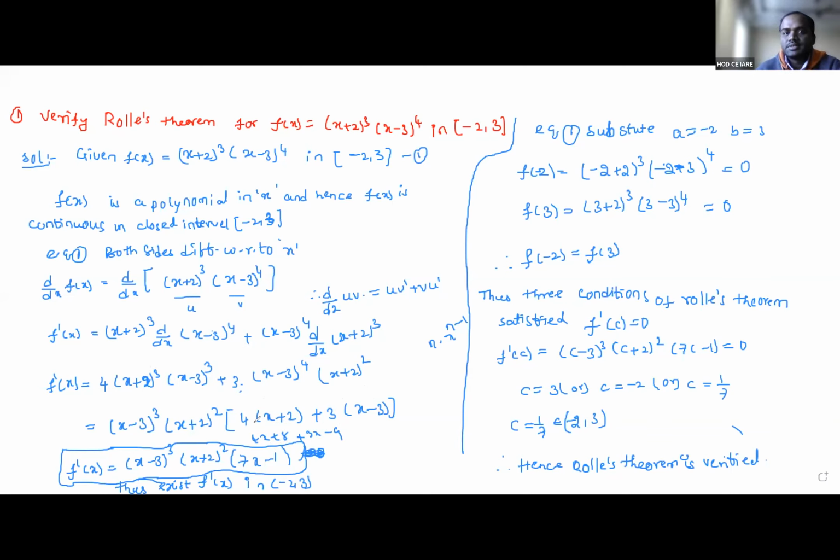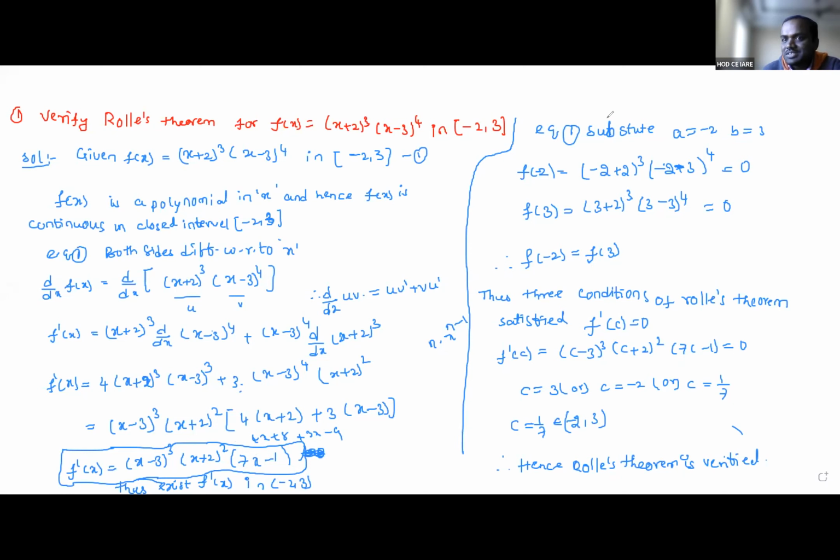Okay, and so we can write this as follows. Here, f dash of x exists in the interval minus 2 comma 3, because 2 and 3 are where the function is satisfied. Another value also exists in between, so f dash of x exists in minus 2 comma 3, so it is satisfied. So our second condition is also satisfied.